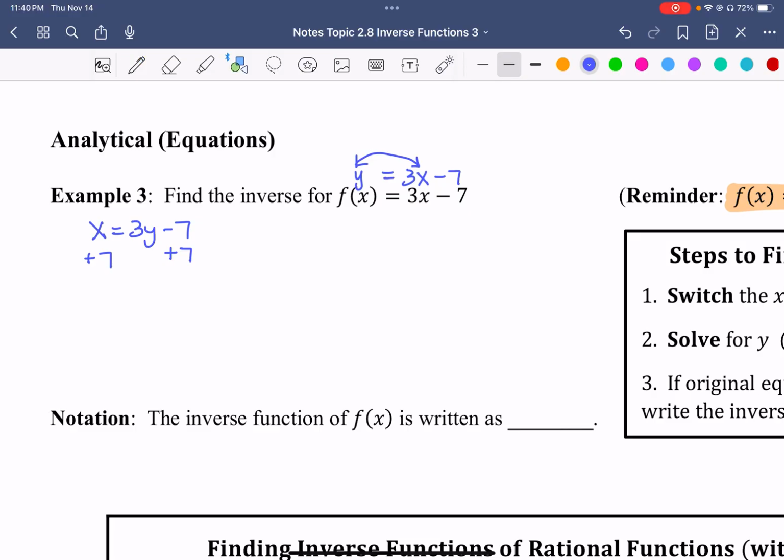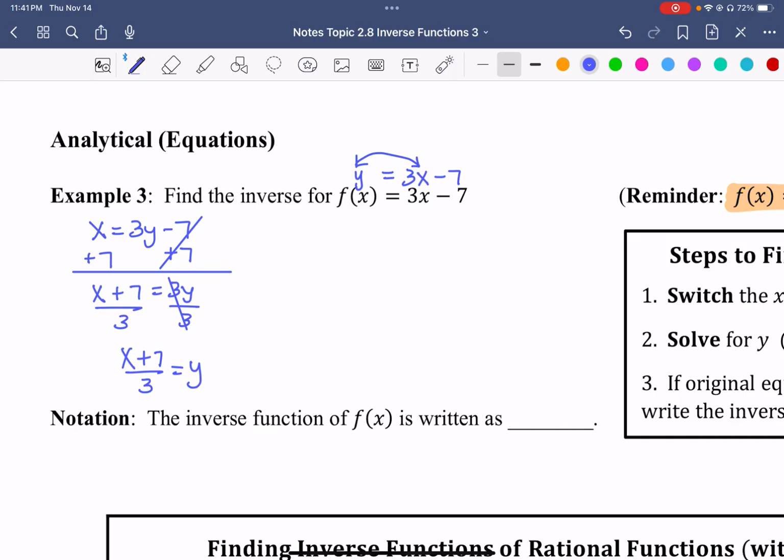And I want to solve for y, so I need to get y by itself. So I'm going to add 7 on both sides. I get x plus 7 is 3y. Then I'm going to divide both sides by 3. And then I'm going to have x plus 7 over 3 equals y. So now that I have y by itself, I can proceed to step 3, which is to write the inverse equation in the correct notation.